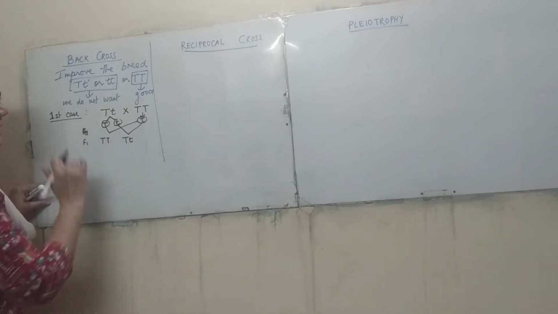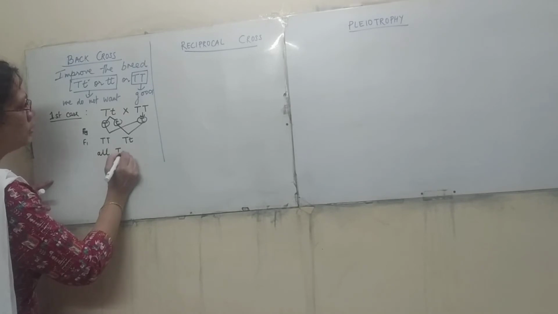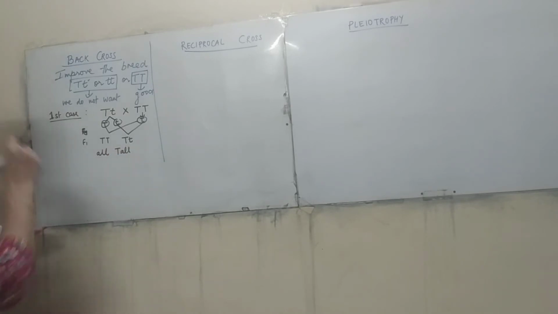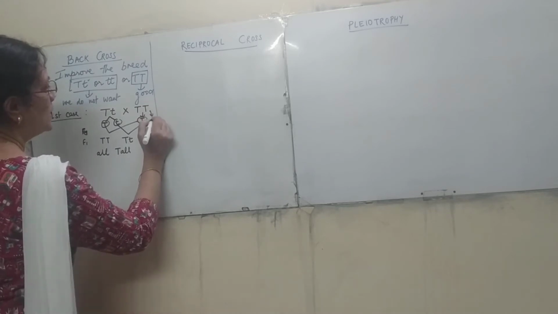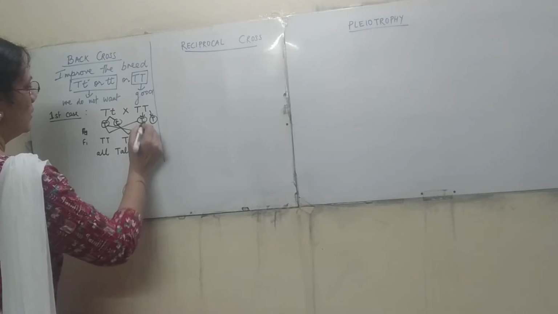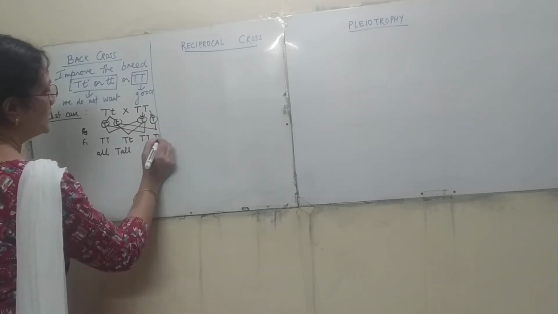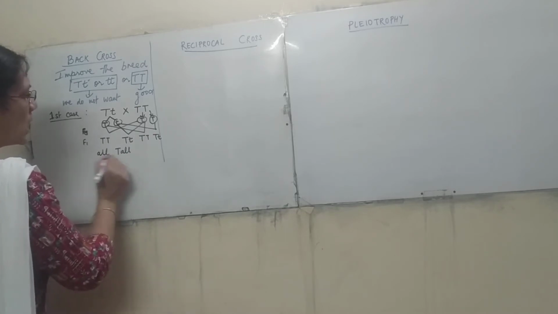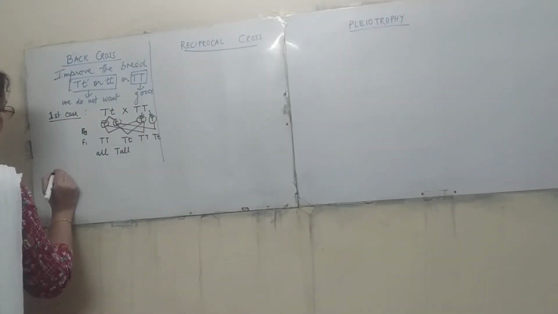Now try to understand this. We are getting all are tall. All are tall. That means if I take another gamete to be this only, what happens? This will again be TT and this one will be capital T, small t. So all are tall. In the F1 generation we are getting all tall.